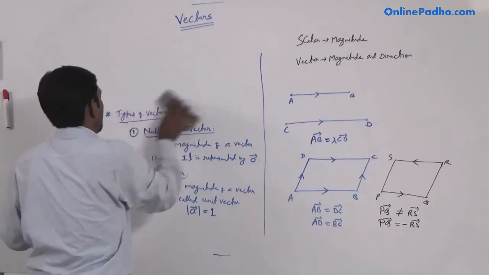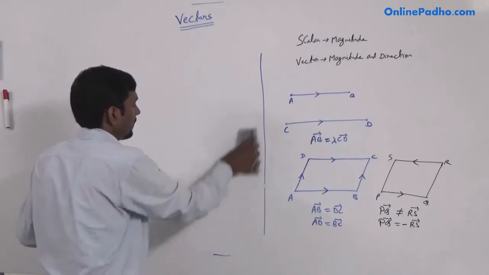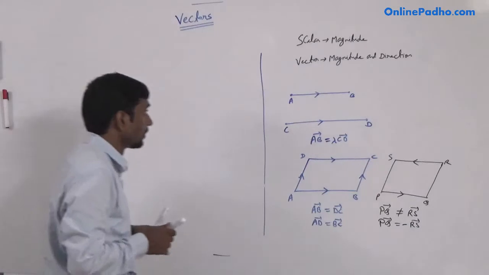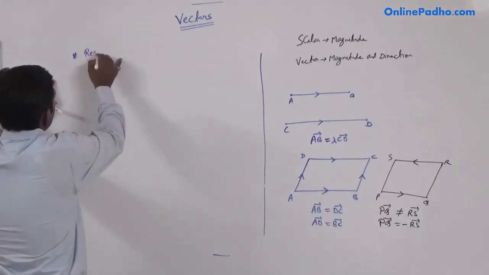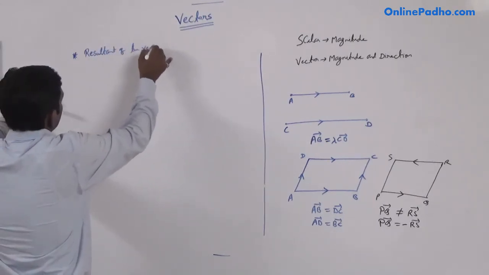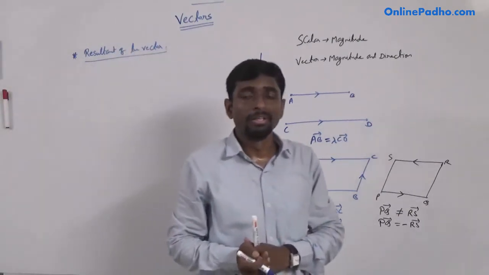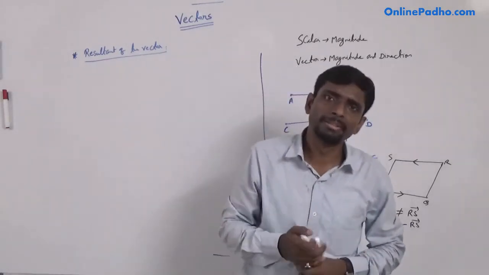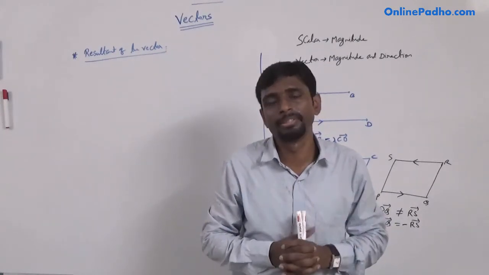Right? Now let us see how we can find a resultant of a vector. How can we find the resultant? That is a very important concept called the triangle law. Let us see the resultant of the vector quantity. Right? How can we find the resultant of the vector? You know what is the difference between distance and displacement? What is the difference between distance and displacement?